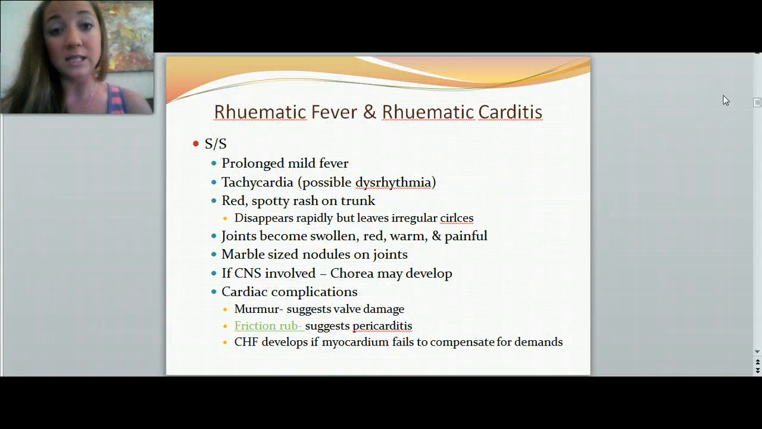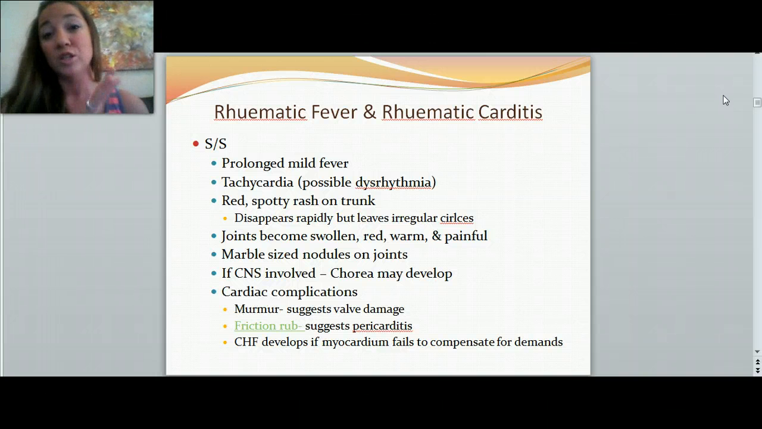All right, so signs and symptoms of a patient who's got rheumatic fever or rheumatic carditis. They're going to have a prolonged mild fever at first, and then you might start noticing some tachycardia because their heart is not able to just forcefully pump out that blood flow. So the heart has to work overtime to try to get the same amount of cardiac output that it would otherwise in a healthy heart. All right. You also might notice some possible dysrhythmias on your EKG, and you'll be able to recognize those once we really learn how to read an EKG.